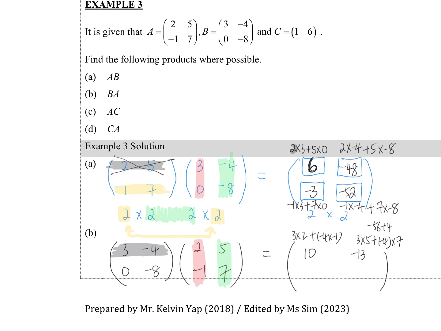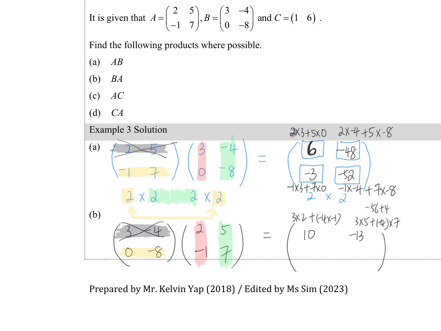Okay, once you are done with this row, then we move on to the next row. Bottom one. So the yellow one times the red one. So 0 times 2 plus minus 8 times minus 1. So it's 8. And then the yellow one times the green one. So 0 times 5. So minus 56.